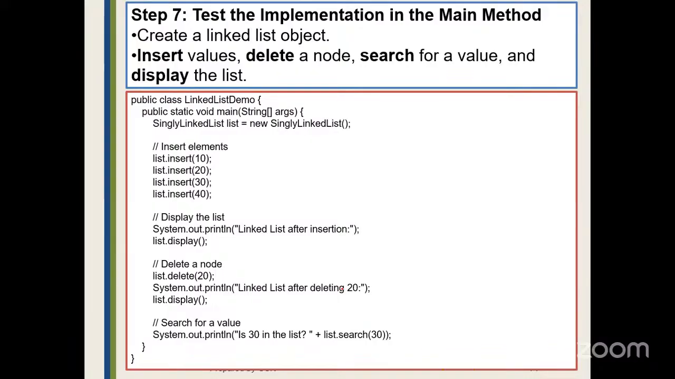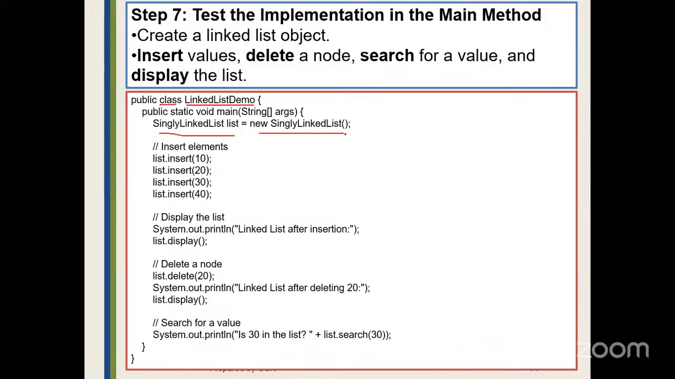So for the main method, you can write the main method within the same class, or you can create a new class. I'm creating a new class. Class name is LinkedListDemo. Public static void main String, as usual. First thing is we need to create the object for the class.